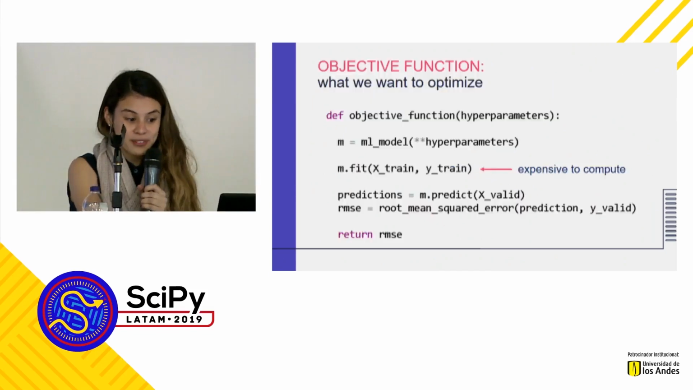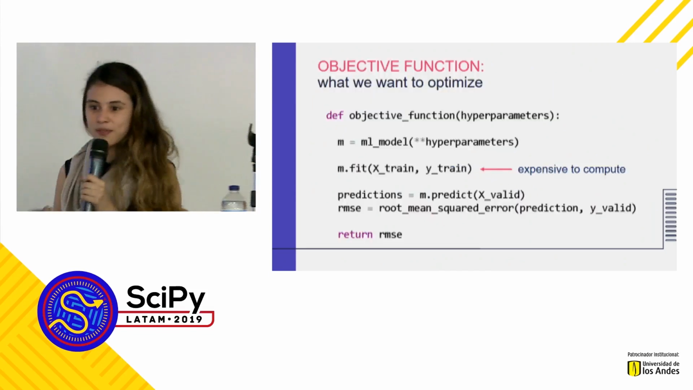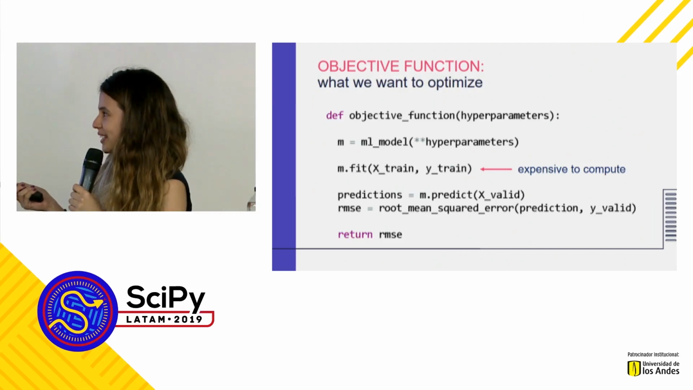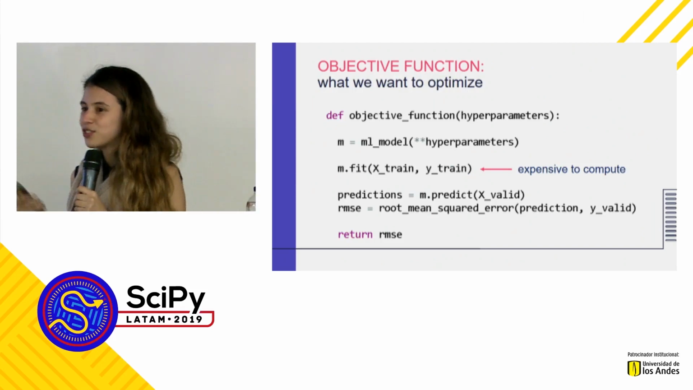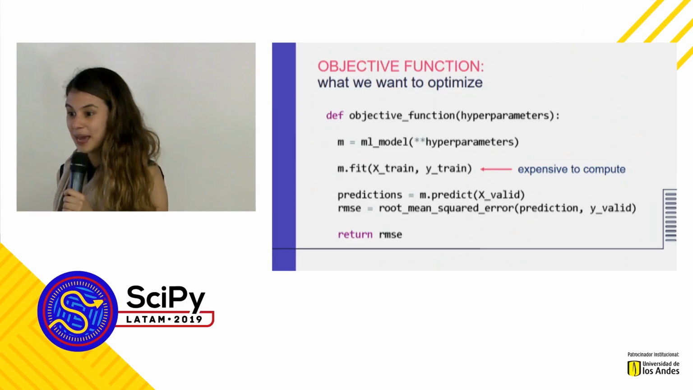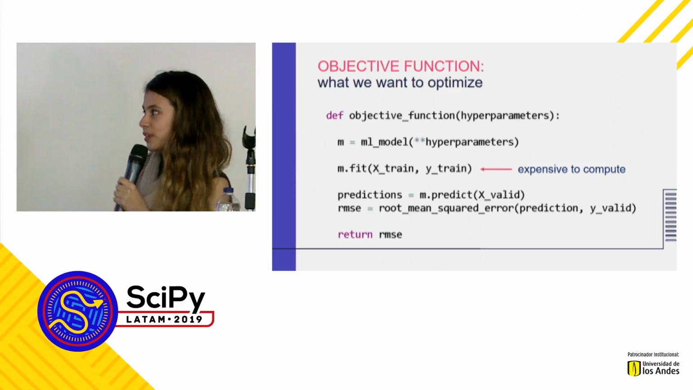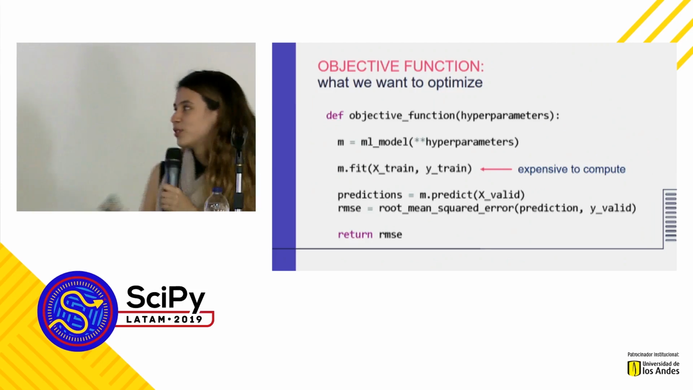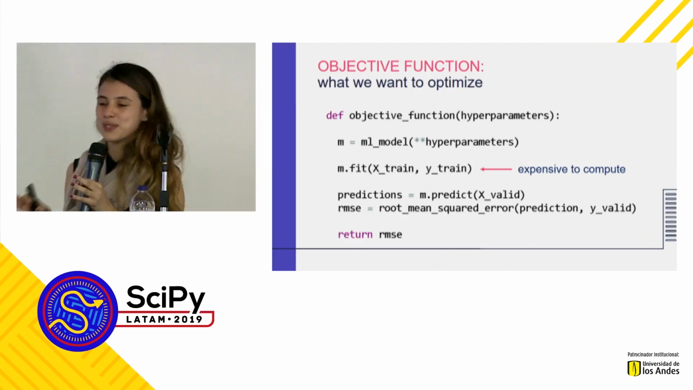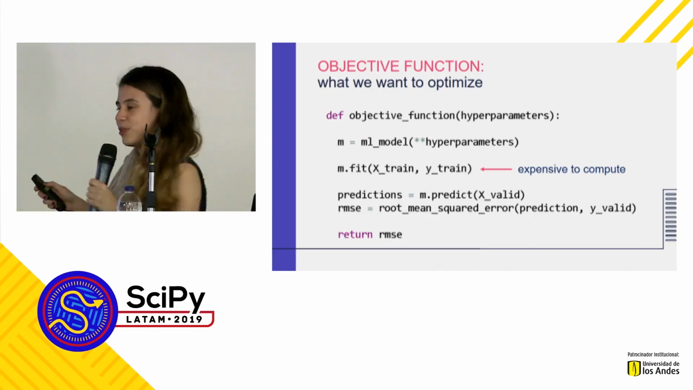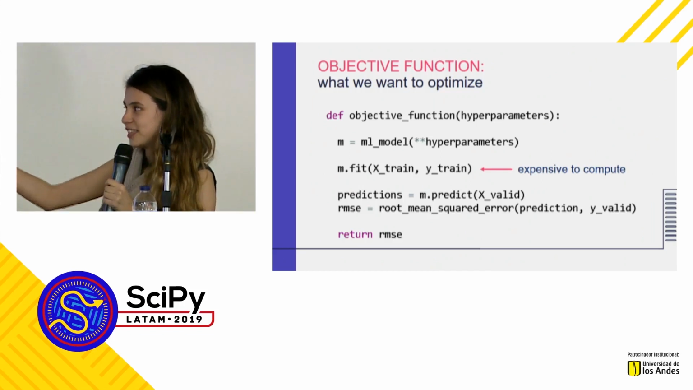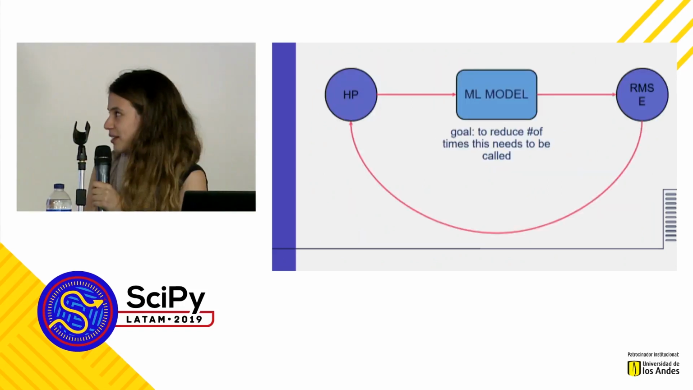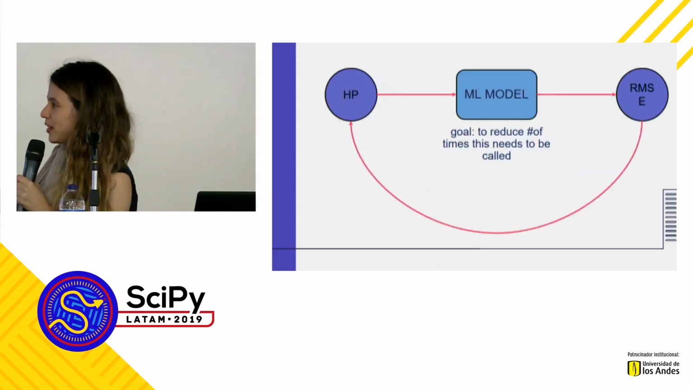Well, that's it. However, sometimes, and for people who have done more complicated models, this training is very expensive. You cannot do it like 20,000 times. There are neural network algorithms that take days of running. So you have to choose the smartest way possible and go through your space and call this function the least amount of times.